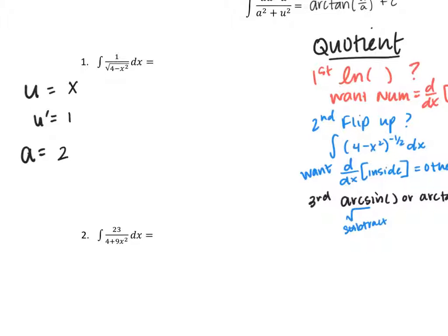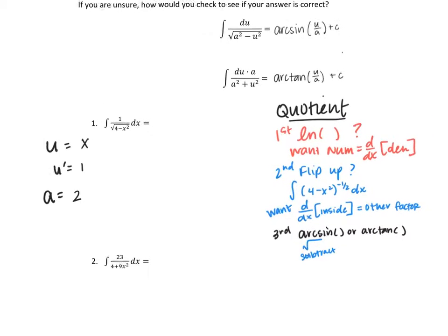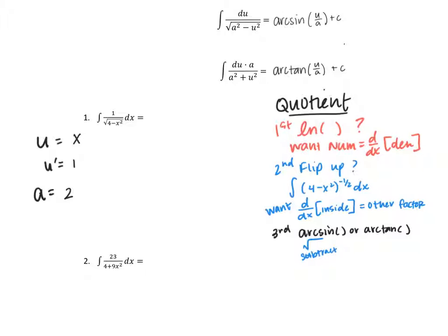And what I need to do now is check and make sure it actually follows my pattern. I want the numerator to be du, or u prime. Is my numerator u prime? Yes. All right, so I don't have to do any adjustments. So I can just say this right here is arcsine of u over a, so arcsine of x over 2 plus c.